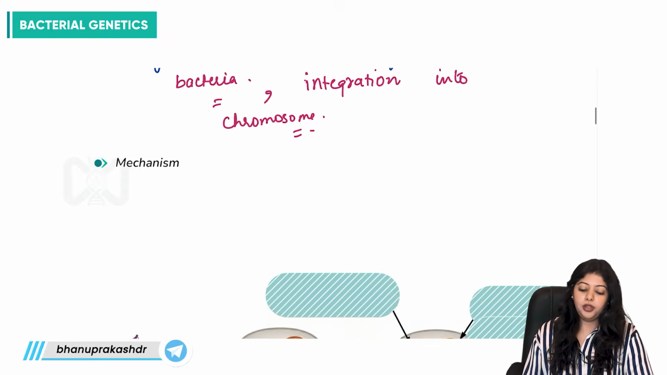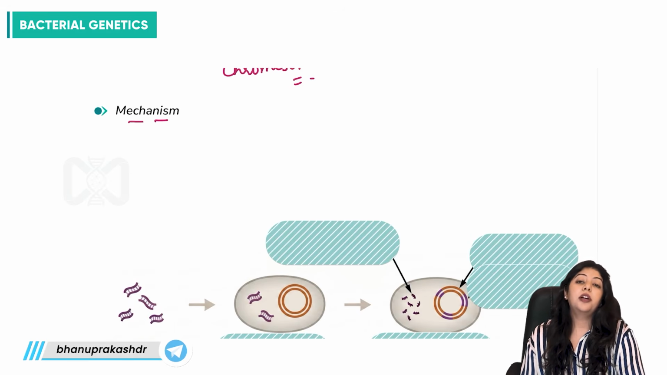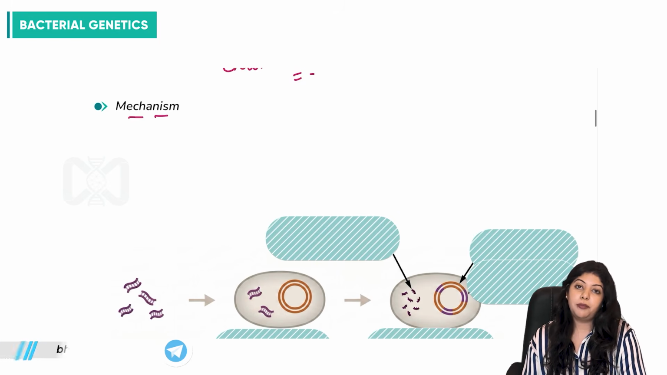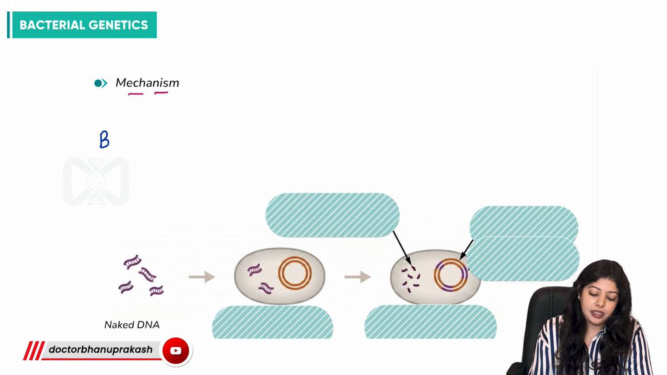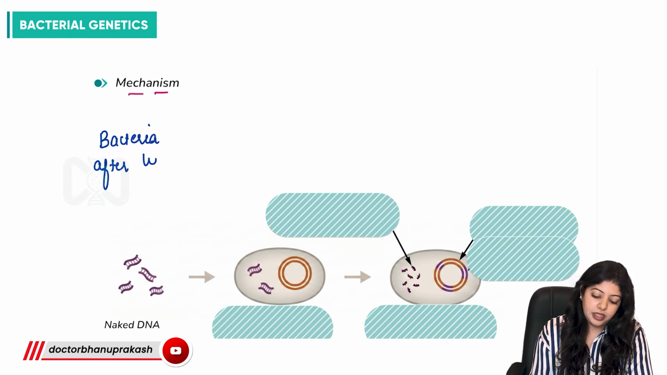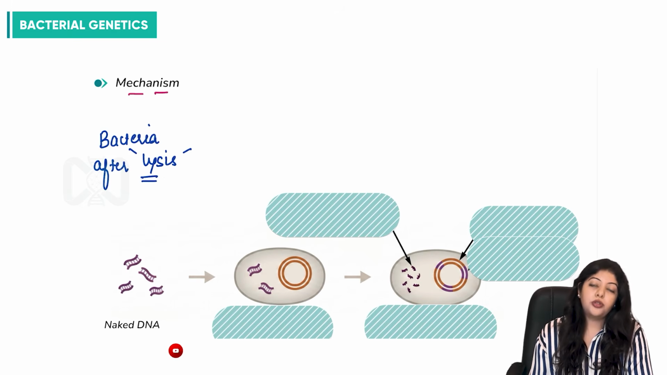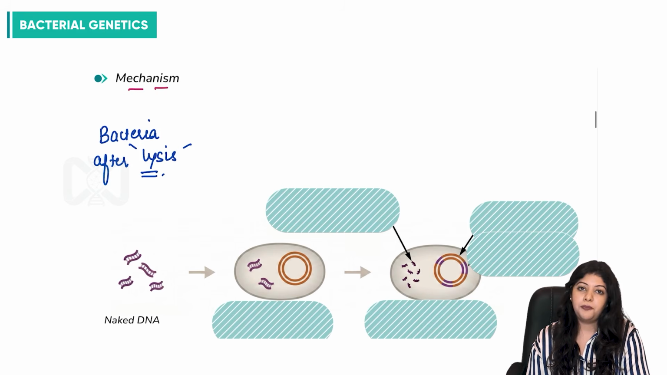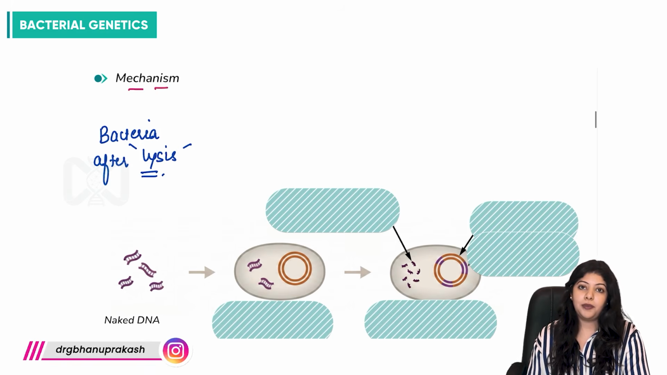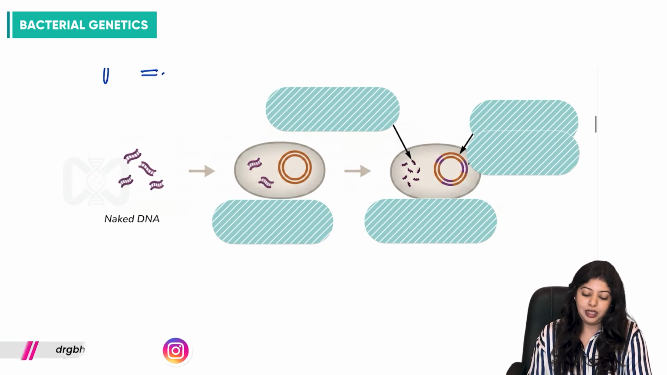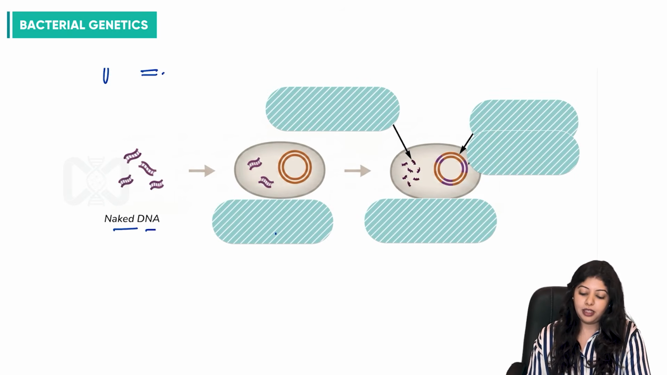easy with it. Now, we have said that there is a lot of free DNA lying around in the environment. So where does that free DNA come from? It is the bacteria after lysis. Bacteria after lysis release a lot of free DNA into the environment, and it is this free DNA present in the environment which is taken up by certain bacteria, right? These are the competent bacteria.